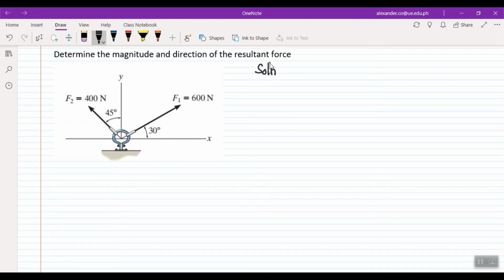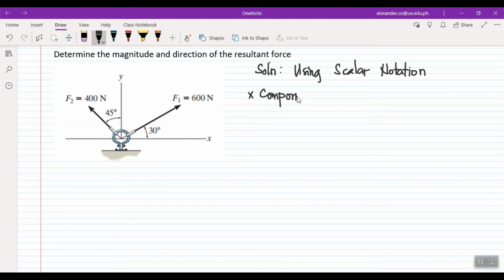So, solution, using, ano muna tayo? Scalar muna tayo. Scalar notation. Okay. Now, ang scalar notation, naalala n'yo yung i-breakdown lang natin into two parts. So, part 1 will be yung x component. Okay, so x component muna tayo.